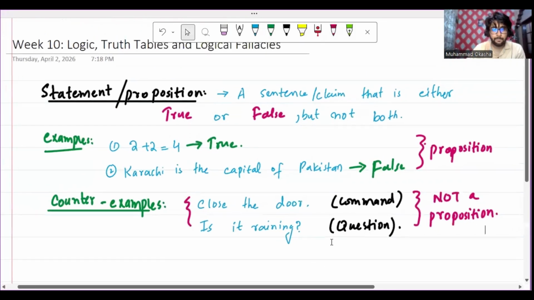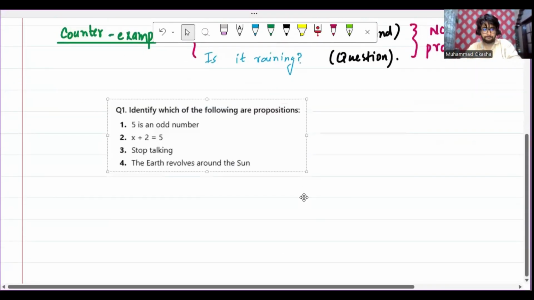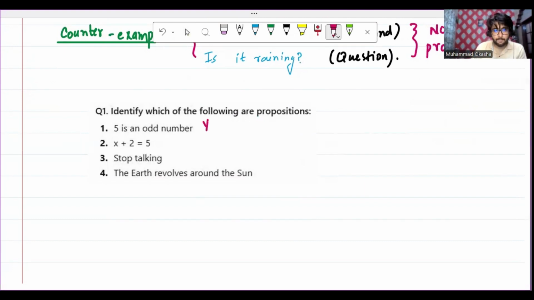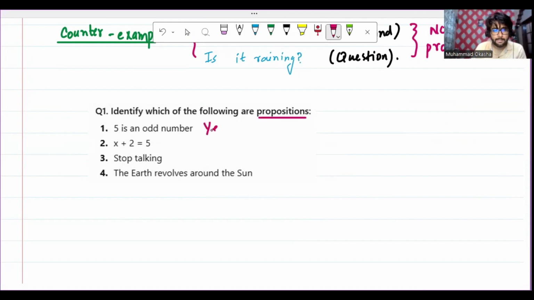Okay, I hope it makes sense. Right. Now, a statement, of course, we know that it can either be true or false. I'll give you a few examples and let's find out whether it is a statement or not. Take a look at these statements. 5 is an odd number. We know it's an odd number, right? So yes, it is a statement. It is true and it is a statement. Now we're trying to find out whether it is a proposition or not. So yes, it is a proposition.